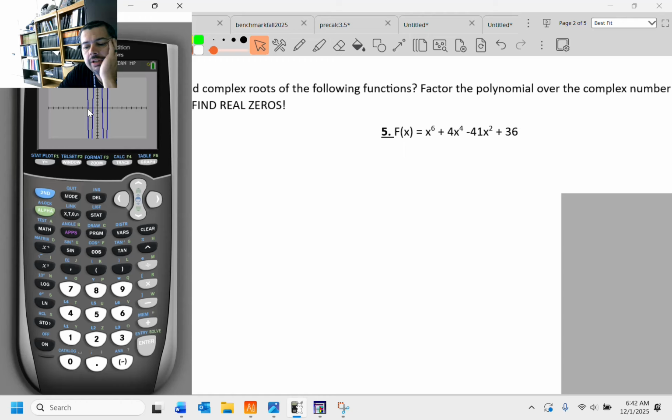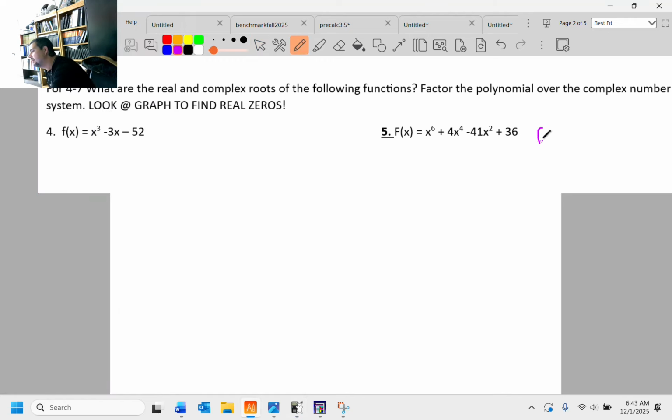Cool, I got 4 nice zeros from this graph. Look at them. I got -2, -1, 1, and 2. So that's cool. That means the last 2 are imaginary. So from the graph, x equals -2, -1, 1, and 2.